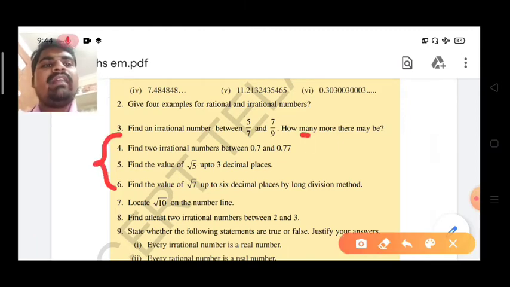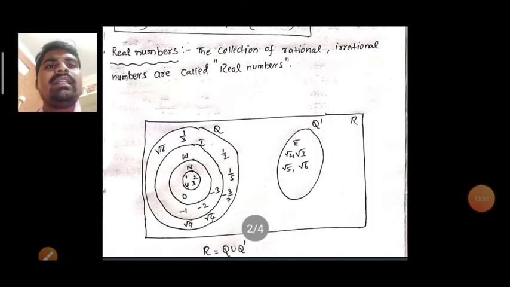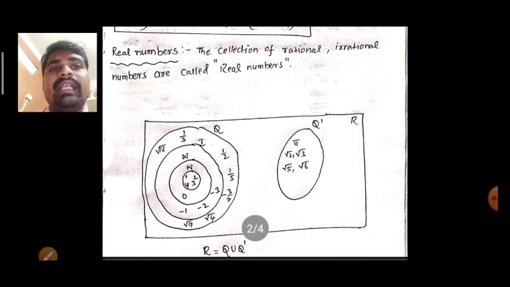Next, observe the real numbers definition, the chapter name is real numbers. The collection of rational and irrational numbers is called real numbers.